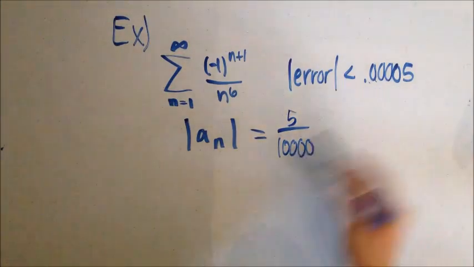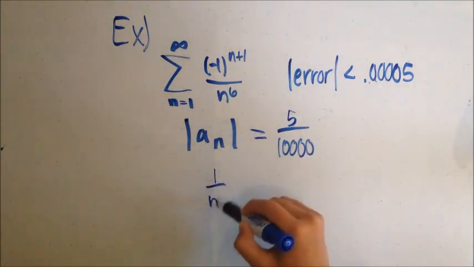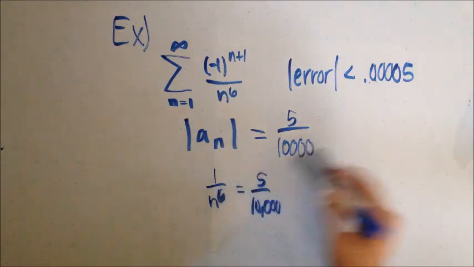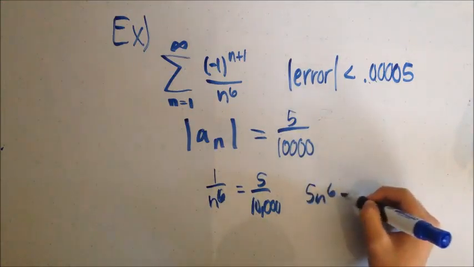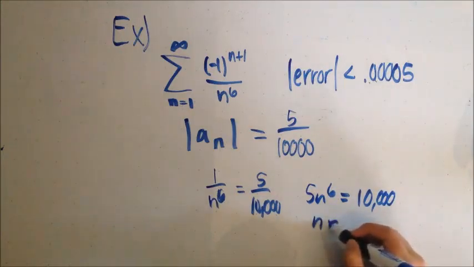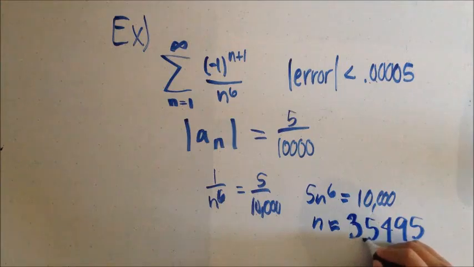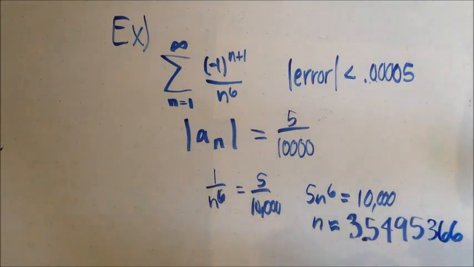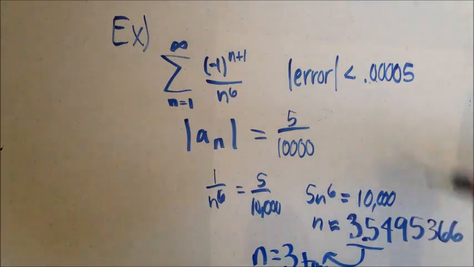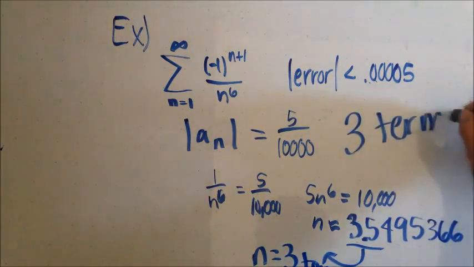In order to find at what nth term you would get the best accuracy, you would take 1 over n to the 6 equal to 5 over 10,000. So 5n to the 6 equals 10,000, and n is going to be about 3.5495366. And what we can take from that is we can say that n equals 3 terms in order to get the indicated accuracy. So 3 terms is going to be your answer.